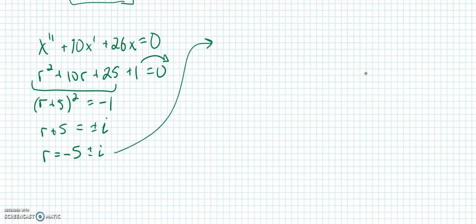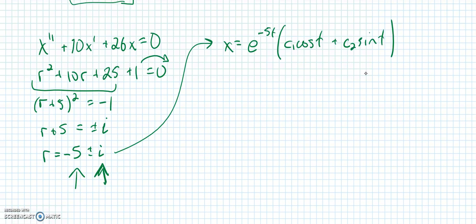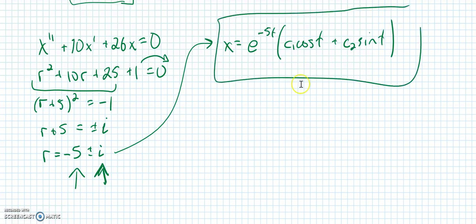Which then gives me, you can jump straight to it if you want, x equals e to the negative 5t. That comes from the real part, and then sines and cosines with that as the frequency coefficient. So times cosine, whoops, I need my c's, c1 cosine of t in this case, because the coefficient here is just 1, plus c2 sine of t. Close. Bam. That's the solution to that thing.